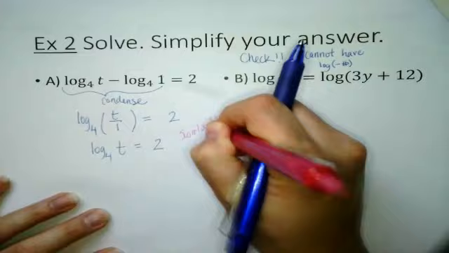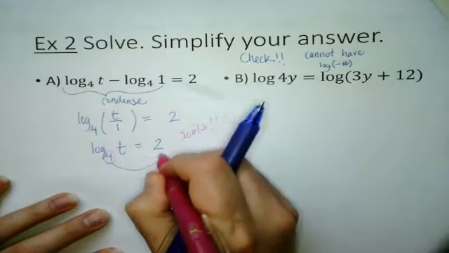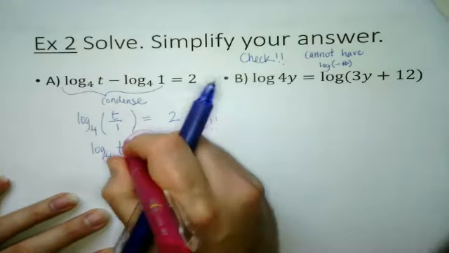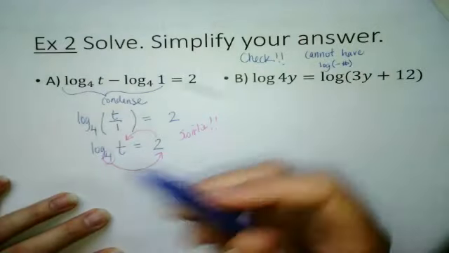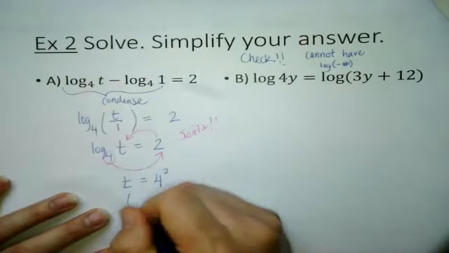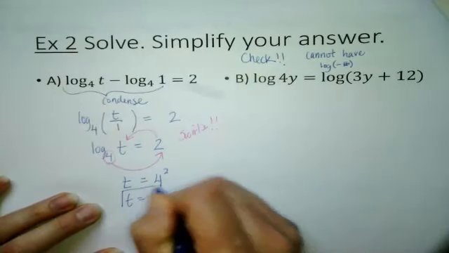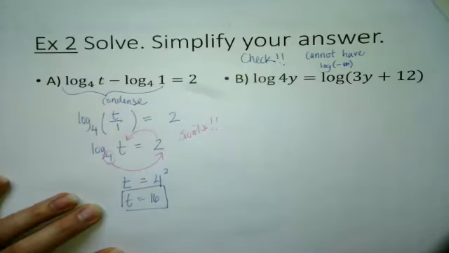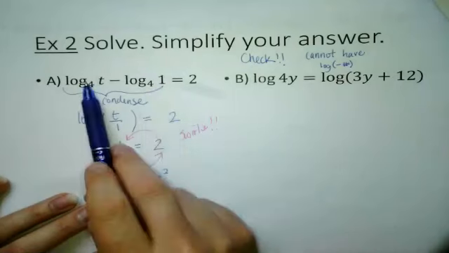You give it a swirly. So you start with the base, you circle around and pick up your power, and it equals your argument. You convert to exponential form. 4 squared is 16, and that is our answer.